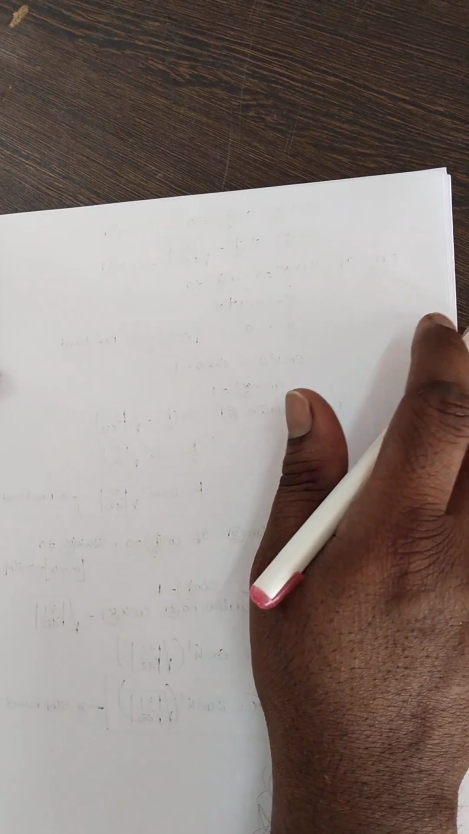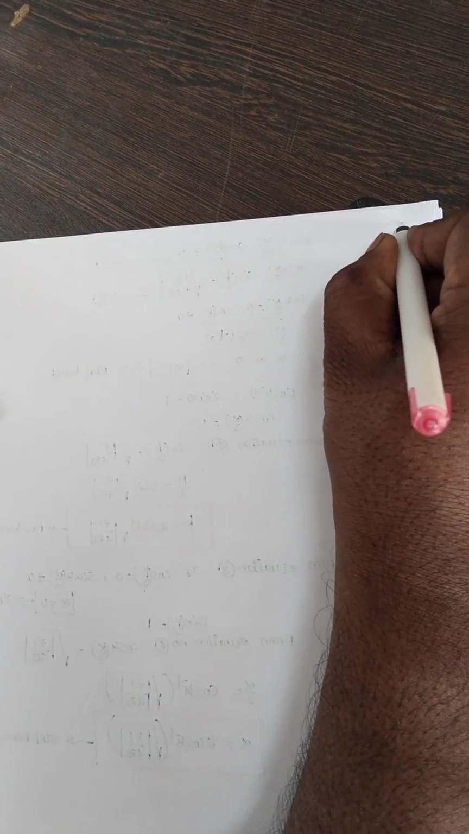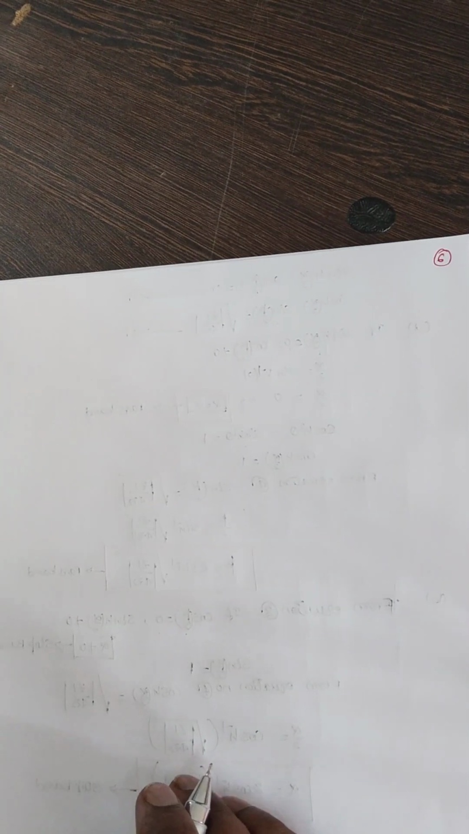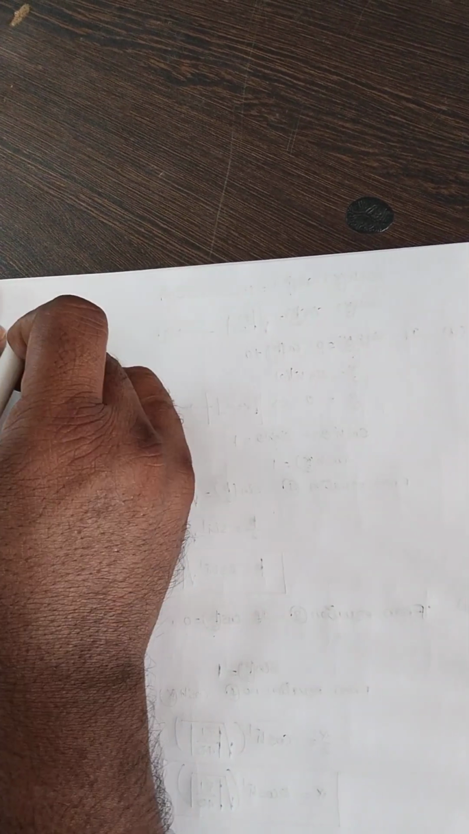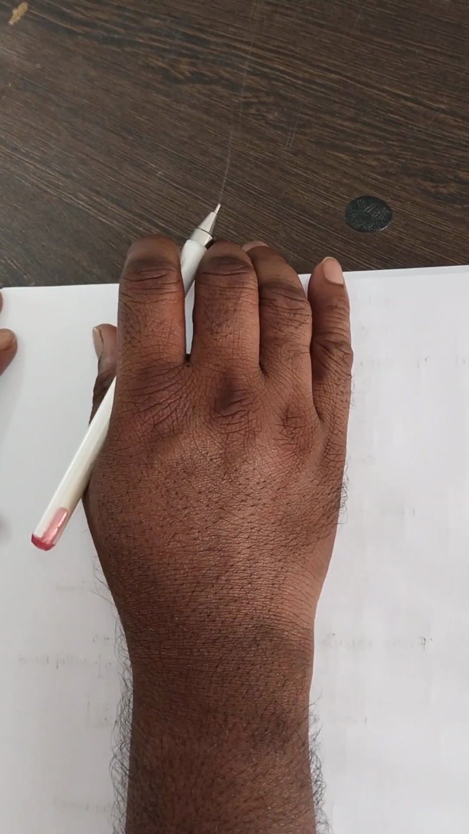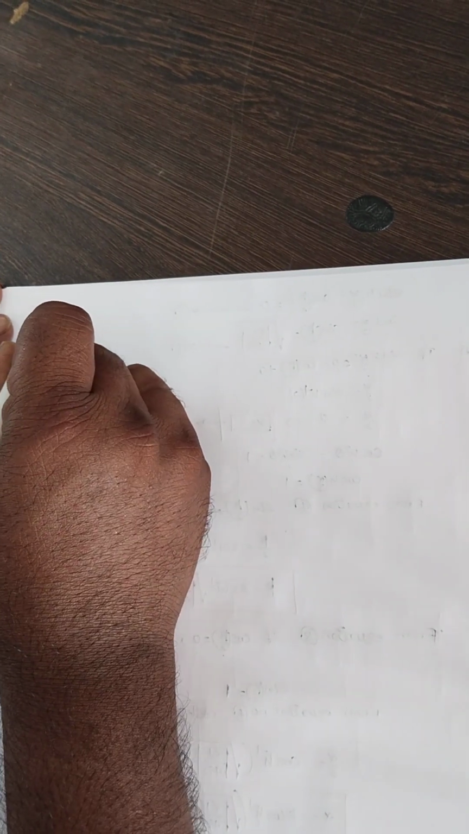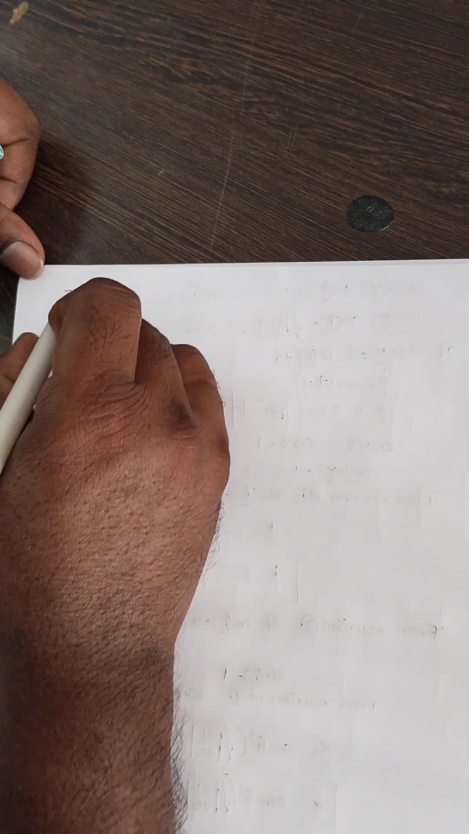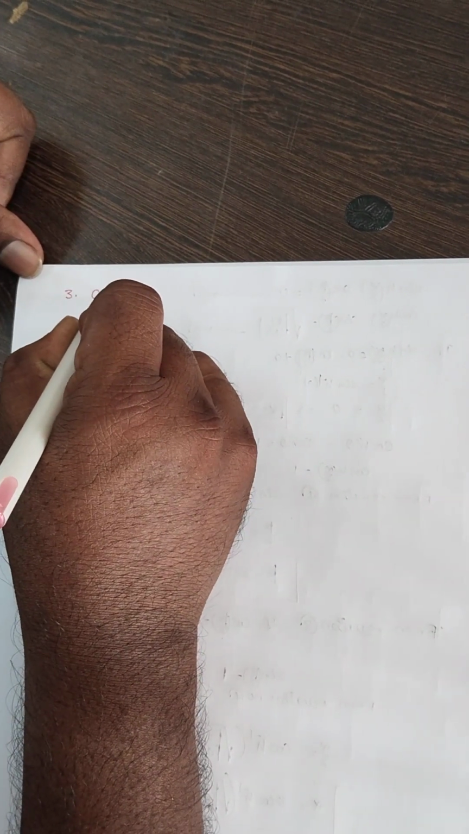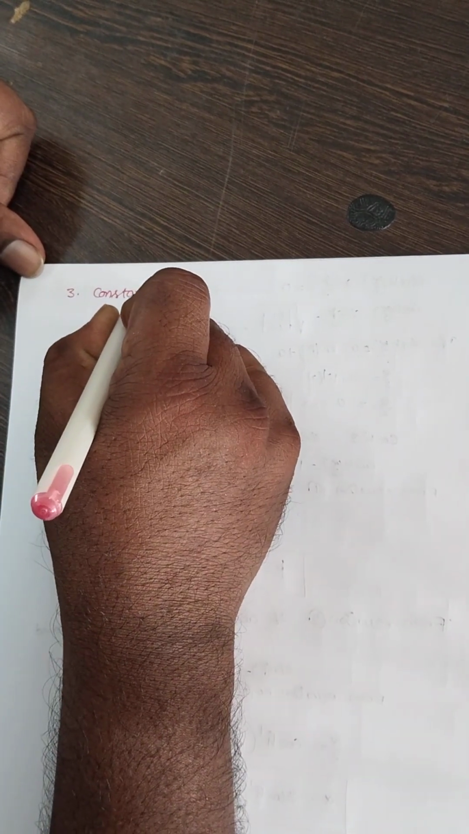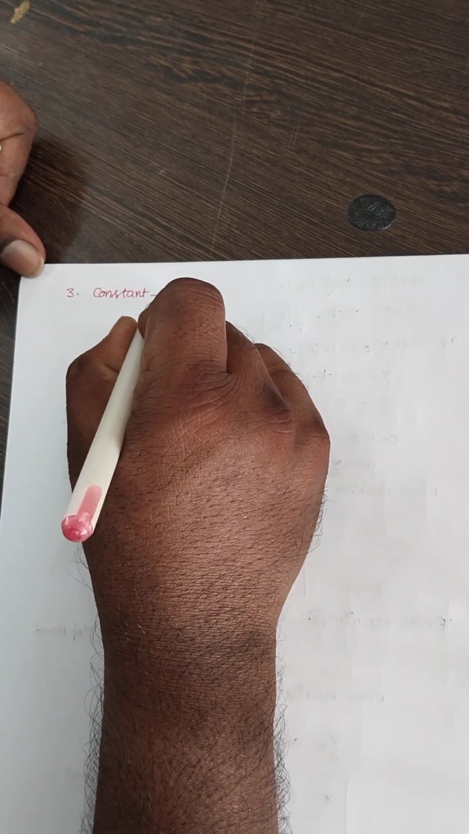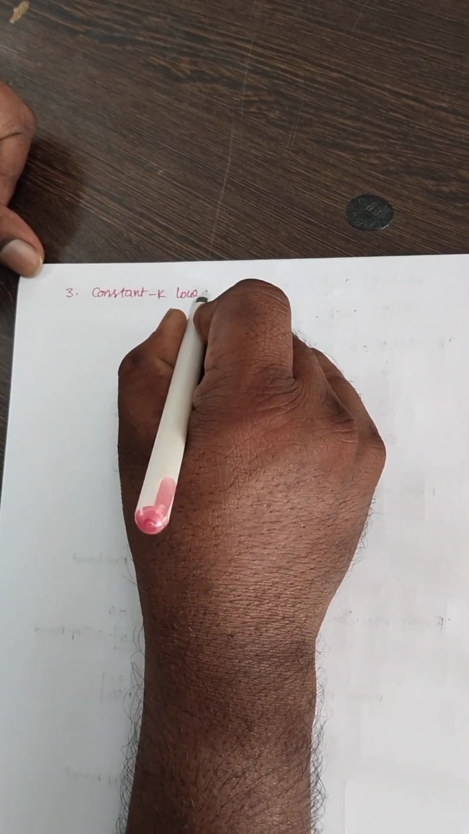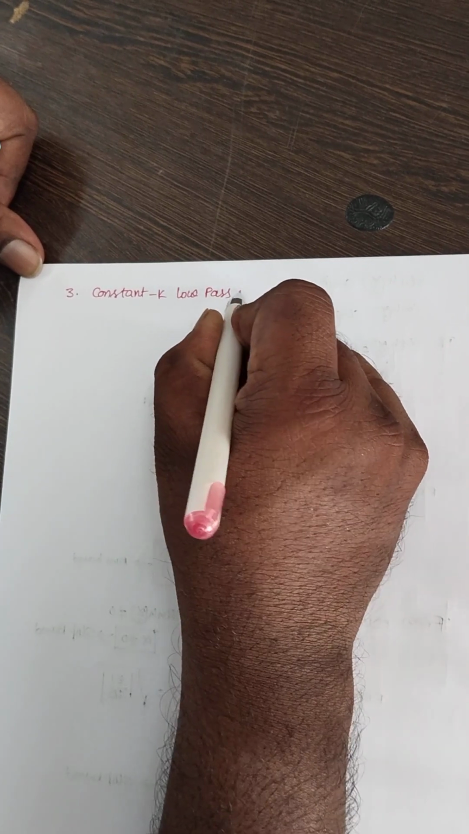Now in this session, I will explain low pass filter. This is the third concept. Third concept here is constant K low pass filter.